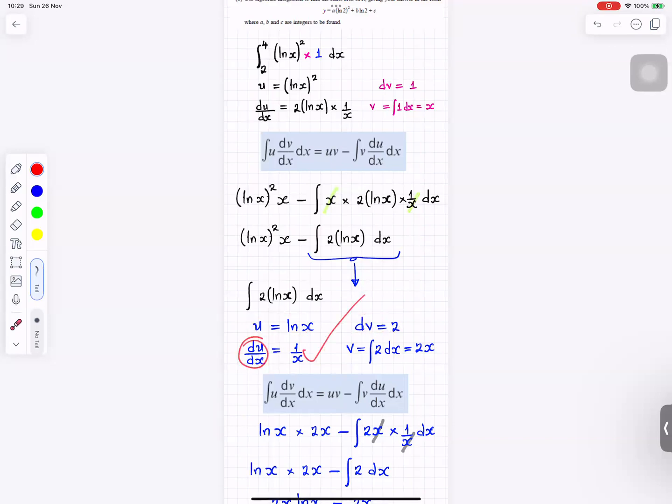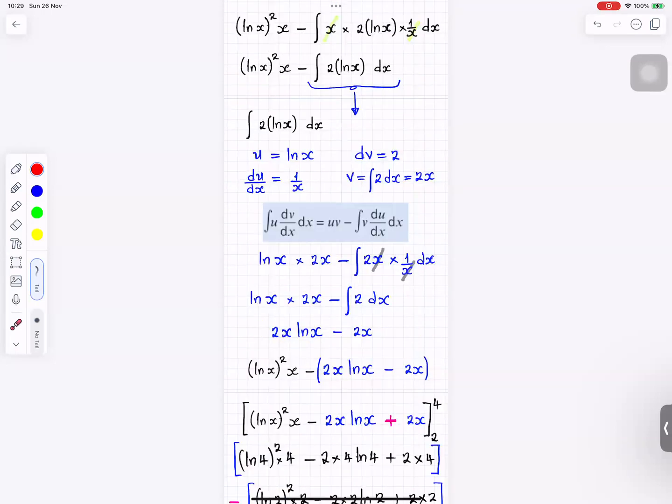du over dx is 1 over x, and the integral of 2 is 2x. Put that in the integration by parts formula. The x there will cancel with that x, so you have the integral of 2, which will give you 2x. So putting this together is 2x ln x minus 2x. We take that now and mix with the first part. So the ln x squared comes down. We mix it together with the one we just found to get this new expression.